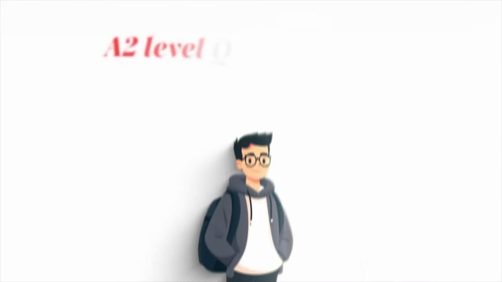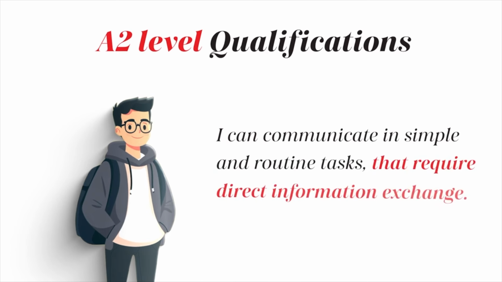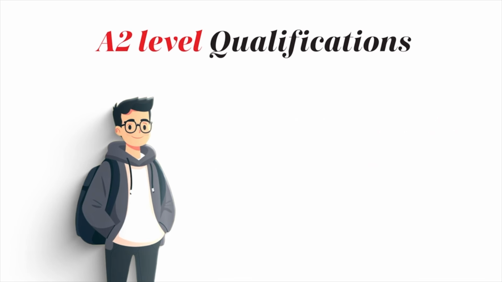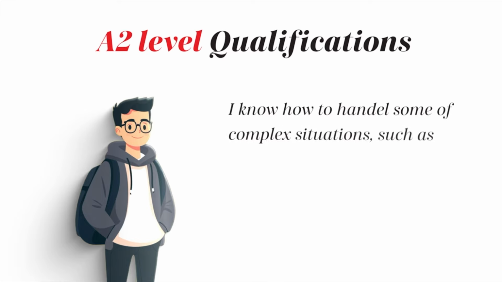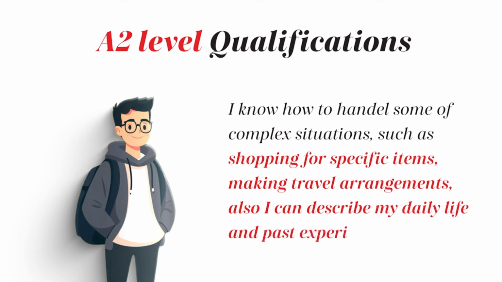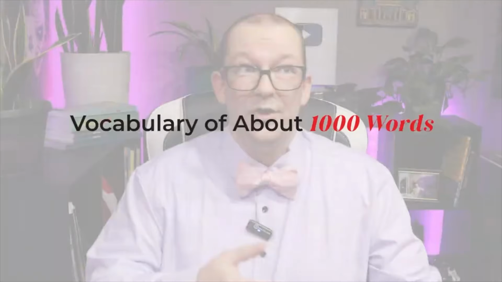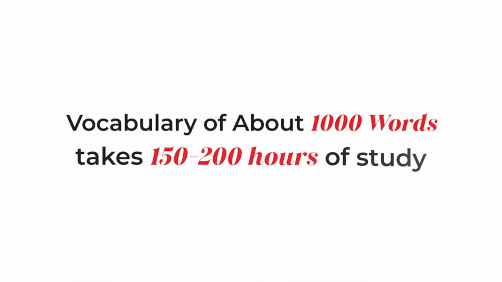At the A2 level, learners can communicate in simple and routine tasks that require a direct information exchange. You'll start handling slightly more complex situations, such as shopping for more specific items, making travel arrangements, or describing your daily life and past experiences. Your vocabulary expands to about 1,000 words, and most learners reach this level after approximately 150 to 200 hours of study, roughly 6 months of consistent effort. A2 is about growing your confidence and becoming more independent in basic communication.